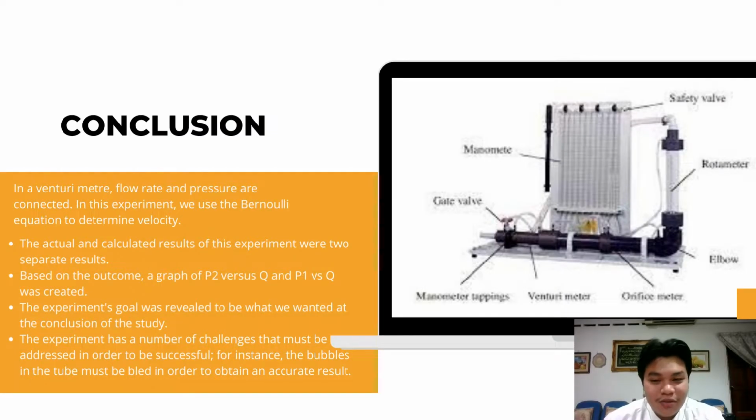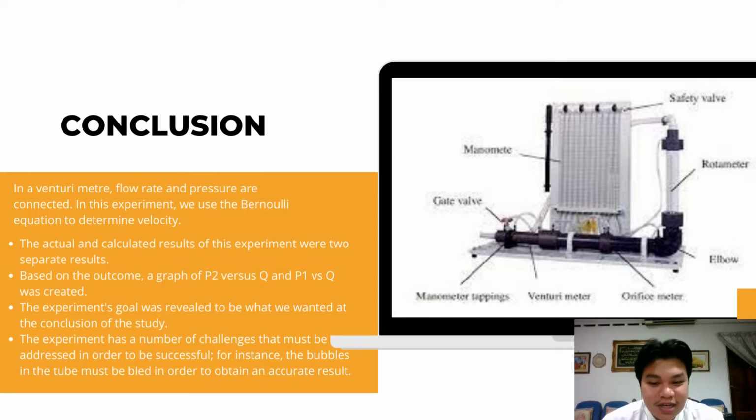So to conclude our lab report, in a Venturi meter, flow rate and pressure are connected. In this experiment, we use the Bernoulli equation to determine the velocity. The actual and calculated results of this experiment were two separate results. Based on the outcome, a graph of P2 versus Q and P1 versus Q was created. And the experiment goal was revealed to be what we wanted at the conclusion of the study.